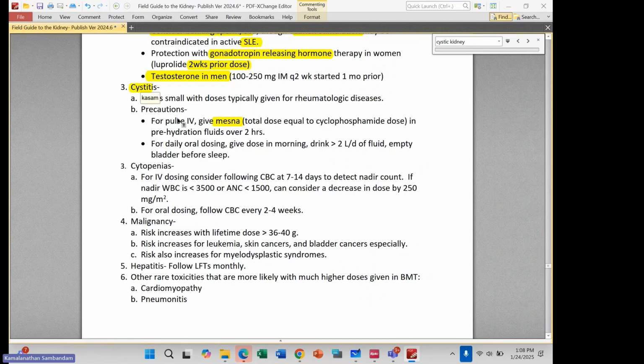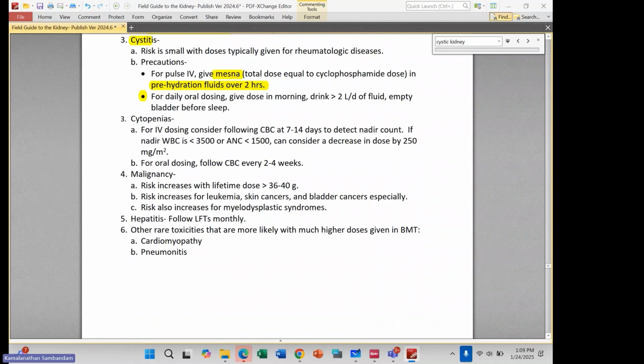In general, you mix it in the prehydration fluids that you're giving with that cyclophosphamide. I generally give Mesna in 1 liter, the cyclophosphamide in 250 cc's, and then I give an equivalent amount of Mesna as I give cyclophosphamide. Okay, if I'm giving 1,500 milligrams of cyclophosphamide, I'm giving 1,500 milligrams of Mesna. So milligrams per milligram. Okay, I've already talked about oral dosing in the morning with liquid to avoid hemorrhagic cystitis in those taking oral cyclophosphamide.